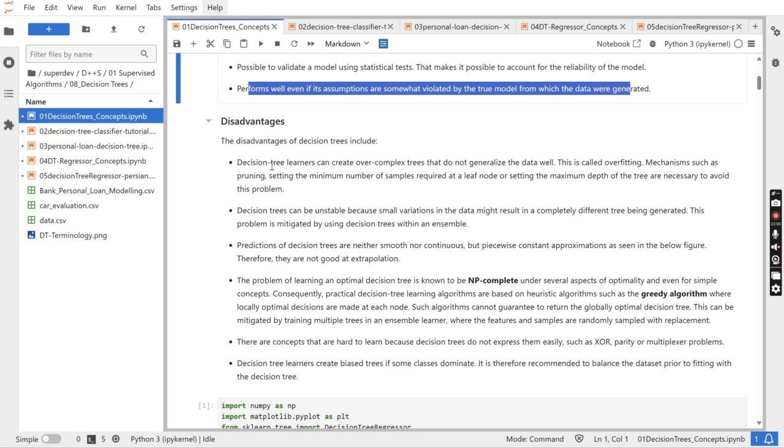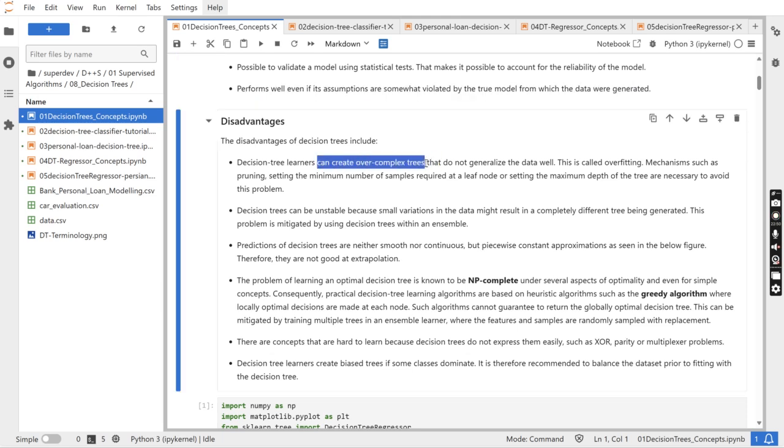Disadvantages: sometimes, if you don't control it, they can create overly complex trees. The tree structure will be so complex that it will take a lot of time for you to visualize and understand, and this process is called overfitting. If you don't control the tree depth, the decision tree model is going to create overly complex trees to understand the data until they reach what we call pure splits. I will explain all of that, and this process is called overfitting.